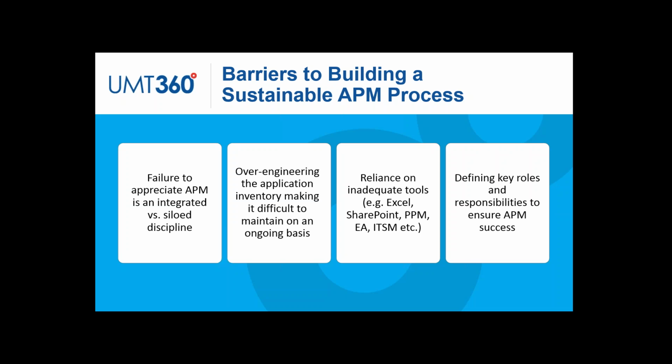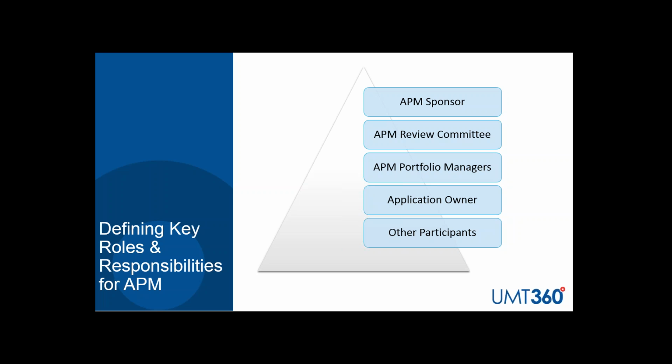Last but by no means least, obviously support within the organization for making application portfolio management a continuous process is critical. So defining the key roles and responsibility ultimately to ensure APM success is critical. I'll just run through some of the roles you may want to consider including in your APM endeavors. The APM sponsor, for example, could be the CIO, could be a leading member of the enterprise architecture team. Ultimately, they're responsible for the entire application portfolio itself.